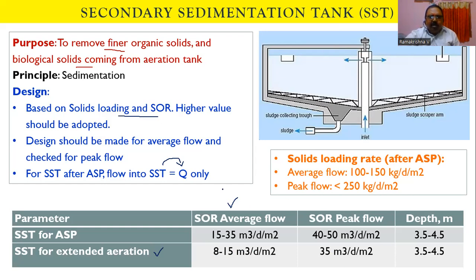The most important parameter here is the solids loading rate. For average flows, it should be around 100 to 150 kg per day per meter square, and for peak flow, it should not be more than 250 kg per day per meter square. So please remember, the surface area depends on the area obtained for solids loading as well as for the surface overflow rate. Based on that, we will identify the maximum value obtained as the surface area to be provided for the secondary sedimentation tank.